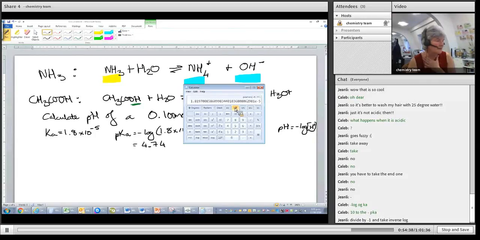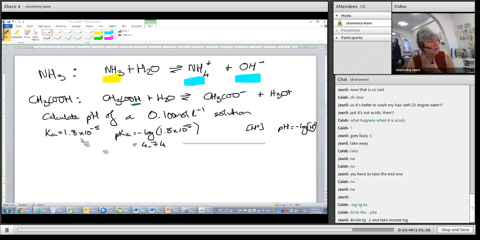Okay, so say you had to calculate this. Now, with the EQ method, we've got the equation. The next thing is the expression. So we've got the Ka, I want it actually blue. Ka is the products multiplied together divided by the reactants.